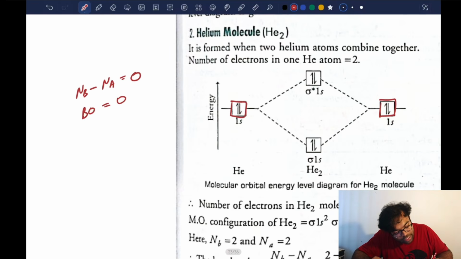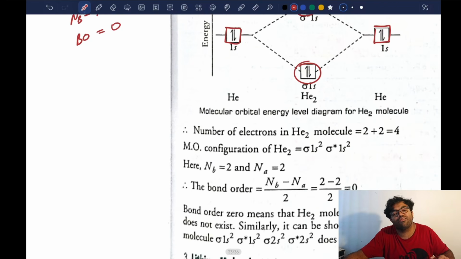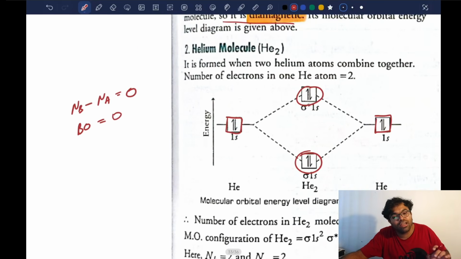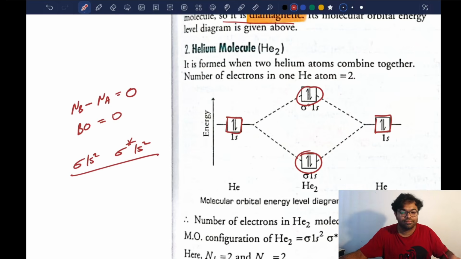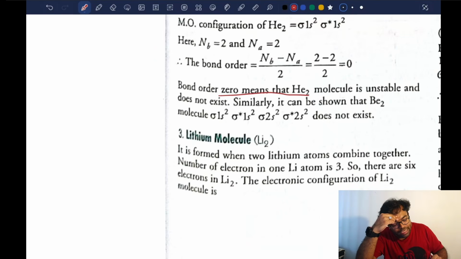Similarly, the number of electrons present in both the molecular orbitals is full. Therefore, if this molecule ever existed, you would get a diamagnetic molecule. What would the electronic configuration of such a hypothetical molecule be? Sigma 1s2, sigma star 1s2. Am I clear? Bond order 0 means that the helium molecule is unstable and does not exist.